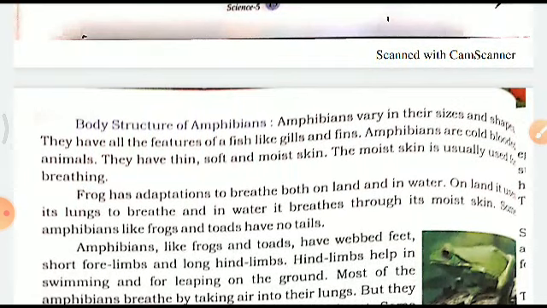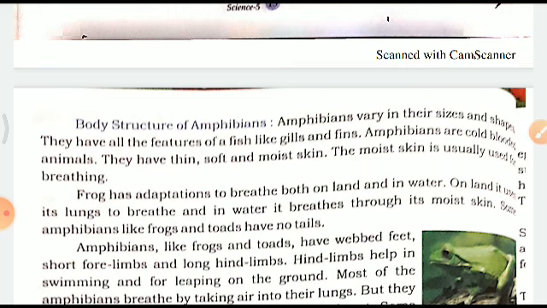Now, body structure of amphibians. Amphibians vary in their sizes and shapes. They all have features like a fish, like gills and fins. Amphibians are cold-blooded animals. They have thin, soft and moist skin. The moist skin is usually used for breathing, right? It is believed that they breathe through their skin.